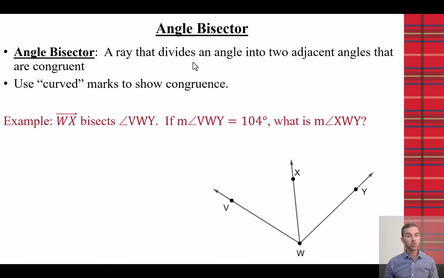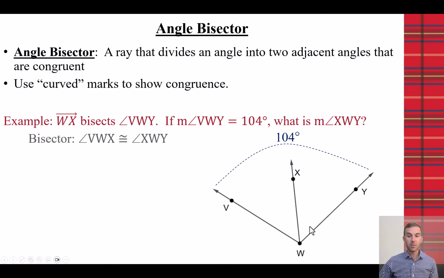So let's draw that. We have the larger angle, VWY, and we know the entire measure is 104 degrees and that WX is bisecting it. So there's our entire angle, and we know the bisector means these two pieces have to be congruent. So if I think about the segment addition postulate, I know that this angle plus this angle's measure has to equal the entire angle measure.